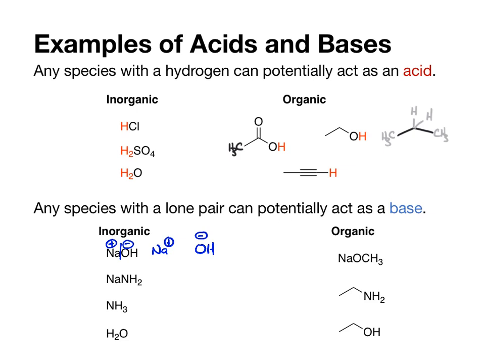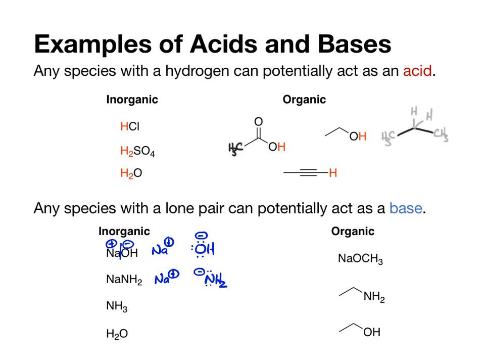Well, this oxygen, as it's written, is bonded to the hydrogen, but it must have 3 lone pairs so that it has an octet. Same thing with NaNH2, sodium amide, that's called. We have sodium plus, NH2 minus, and the nitrogen has 2 lone pairs.